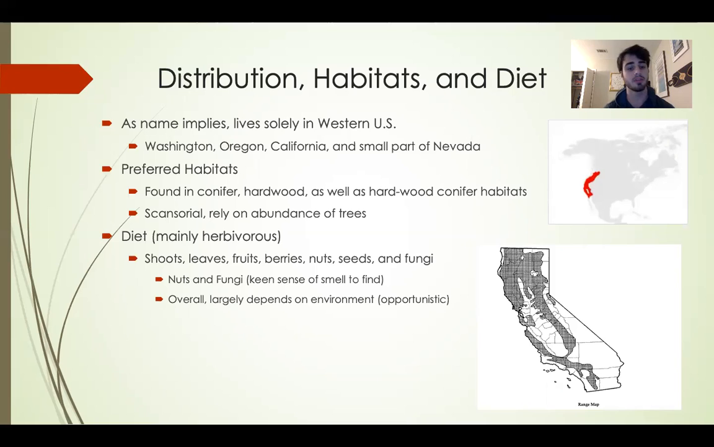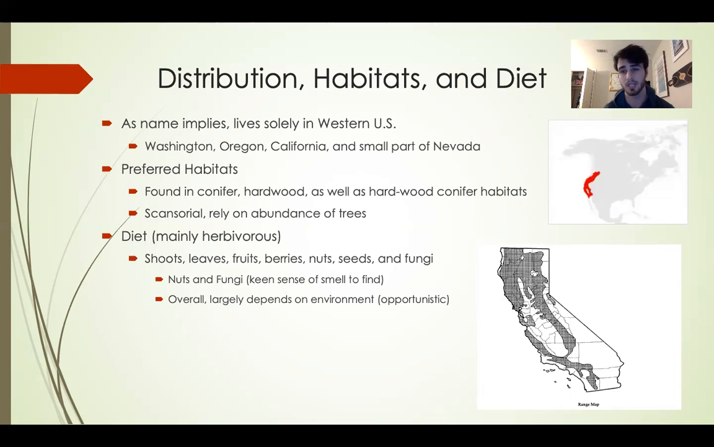Their diet is mainly herbivorous, although they will occasionally eat insects, but for the most part, their diet consists of shoots, leaves, fruits, berries, nuts, seeds, and fungi. Nuts and fungi in particular tend to be found underground. So what these organisms will do is they'll actually distribute and bury their nuts, and then they will find them later on. To do that, they rely on their keen sense of smell, which they use to find buried fungi as well that normally they probably wouldn't be able to find if they didn't have this distinct sense of smell. Finally, their diet largely depends on the environment that they're in.